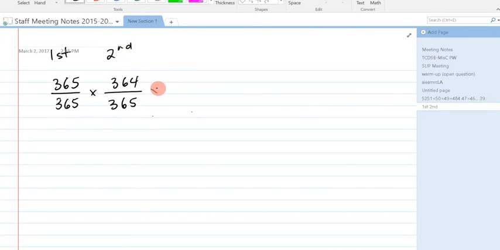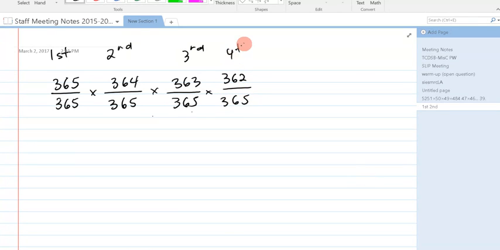Okay. For the third person, same idea. Once you have the birthdays of the first two, if the third person must have a different one, then you're now limited to 363 possible outcomes out of 365. And then for the fourth person, same idea. There are only 362 outcomes out of 365 if they all have to have a different birthday. And if you keep going, you'll get to the 15th person, which is 350 divided by 365.